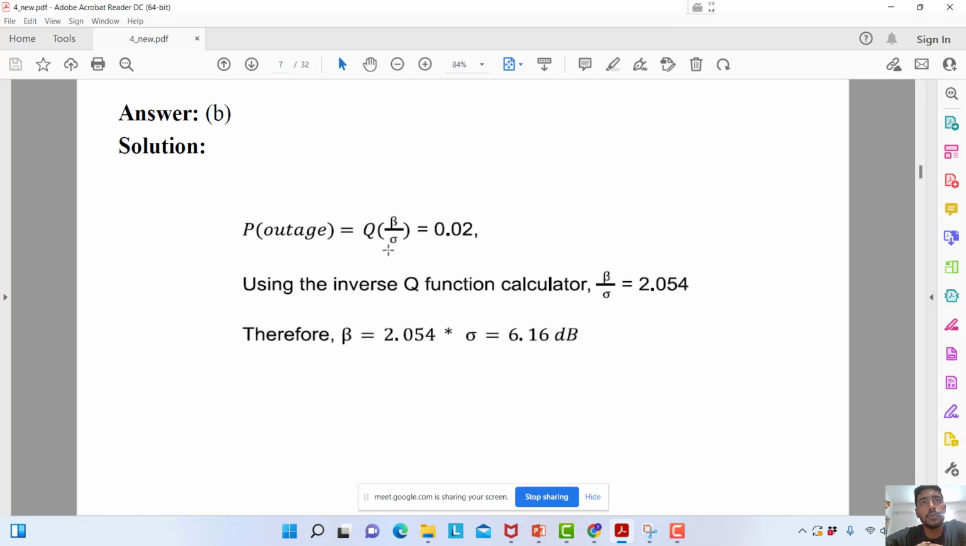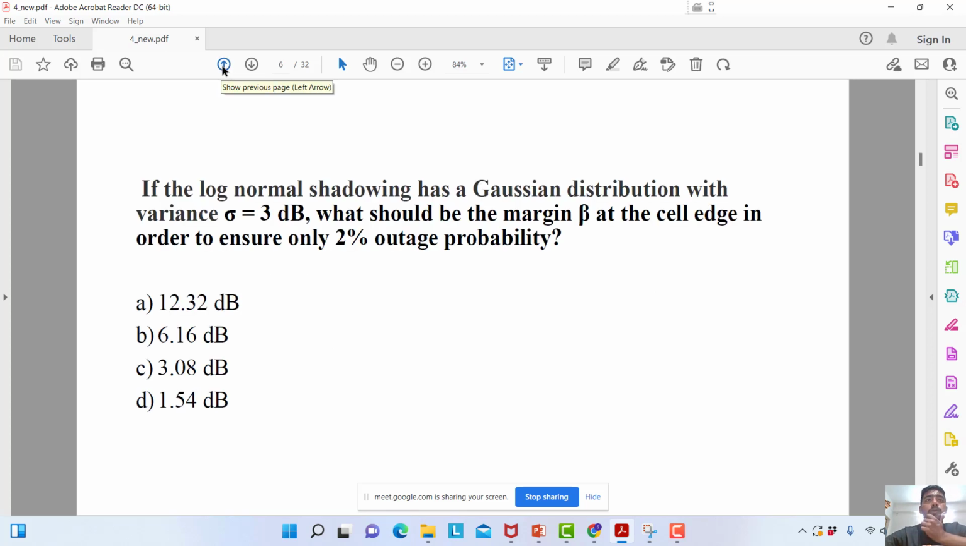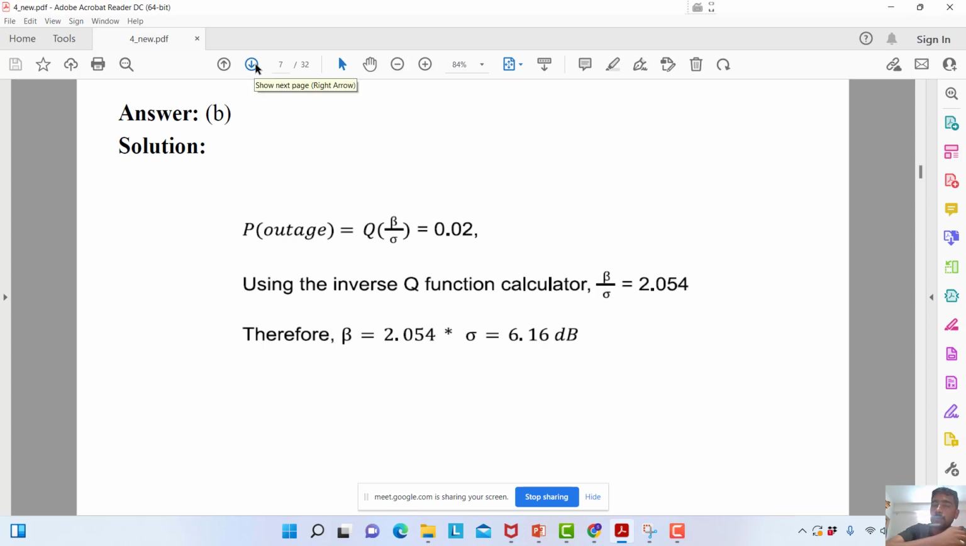So here we apply the inverse Q function using the Q calculator. Q will come out as 2.054, and sigma is given as 3 dB. Just multiply 3 with 2.054, so our margin will become 6.16 dB. So the answer is option B, 6.16 dB. If anybody has a doubt, please ask.